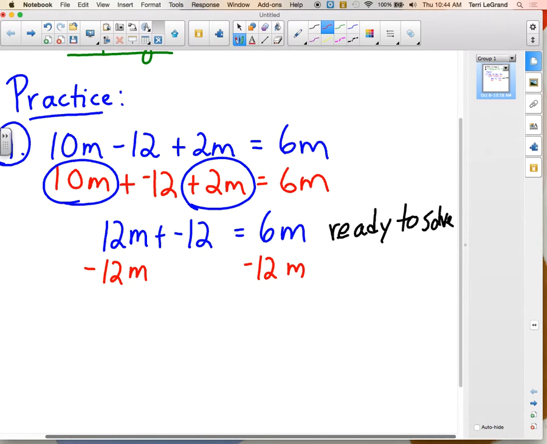Okay. So now these take care of each other, because 12m subtract 12m, they're gone. What do we have now? Negative 12 comes down. And this can be changed to add the opposite, so we make a good choice here. 6 plus negative 12 is negative 6m.